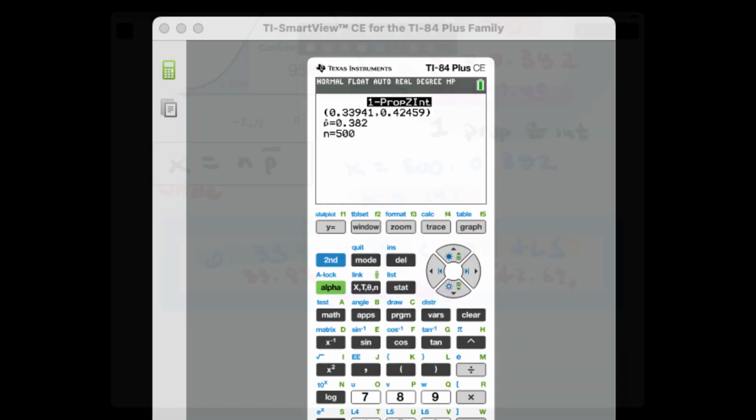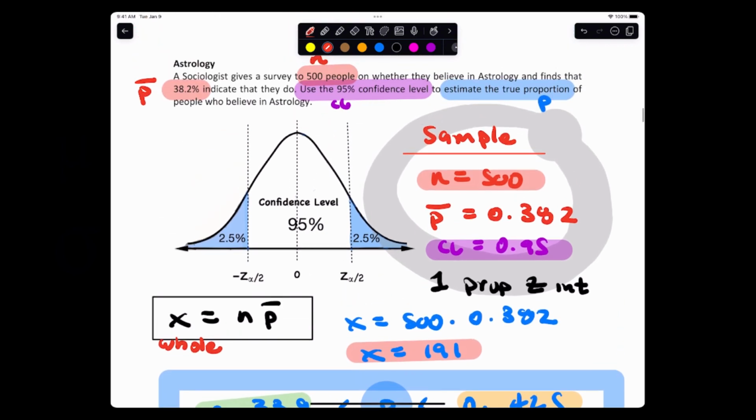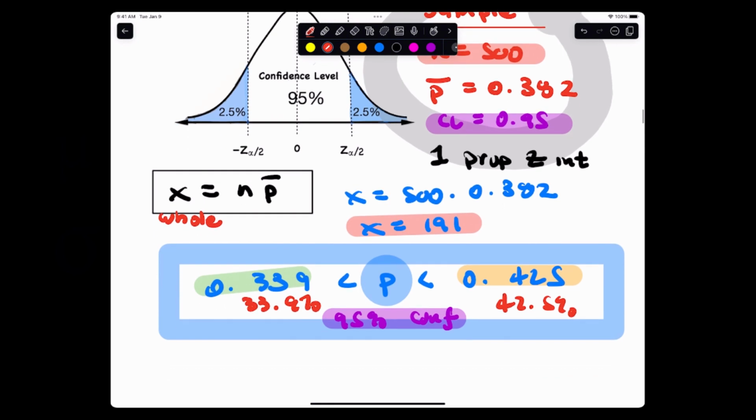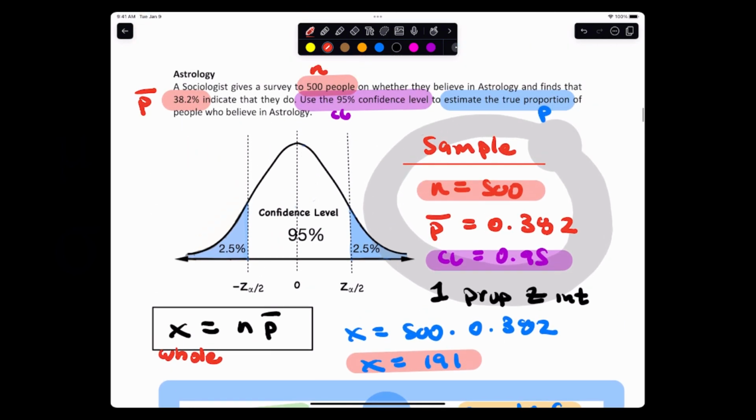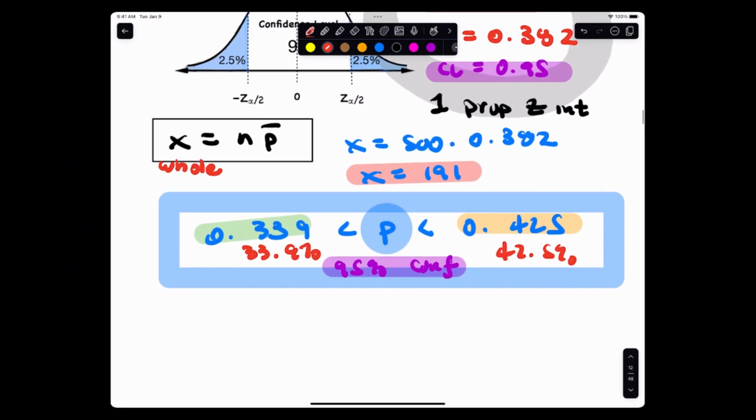I wrote all this stuff down for you guys in our answers here. This represents the true proportion of students. Is it students or just people in general? Oh, people in general. The true proportion is somewhere between 33.9% and 42.5% of people who believe in astrology.